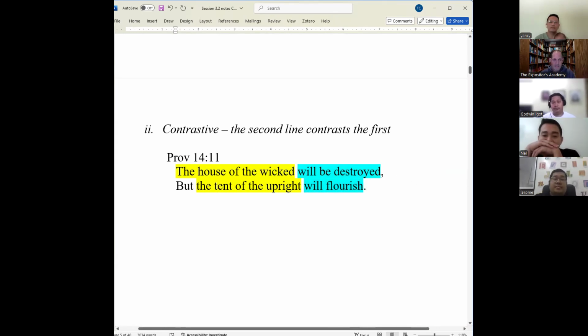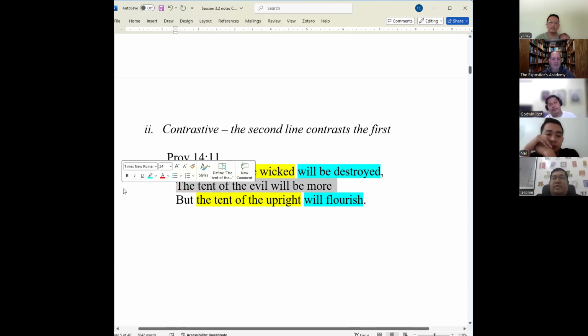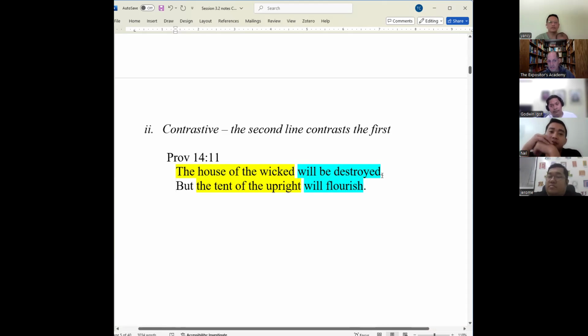Now, if it had said the tent of the evil will be no more, here we would have that would be synonymous. Saying the same thing, but in this case it's contrastive because it's talking about the opposite, and we see this a lot, especially in the Proverbs. Proverbs often employs this contrastive parallelism, where it's using opposites in order to teach a particular lesson.